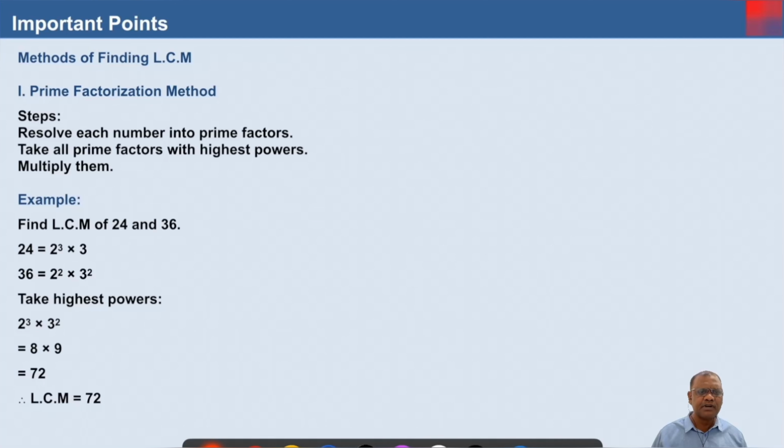So, the highest power of 2 is 3. So, take 2 cube. Similarly, highest power of 3 is 2. So, take 3 square. 2 cube into 3 square, that is 8 into 9 is 72. So, the LCM of 24 and 36 is 72. So, that is the least number divisible by both 24 and 36.